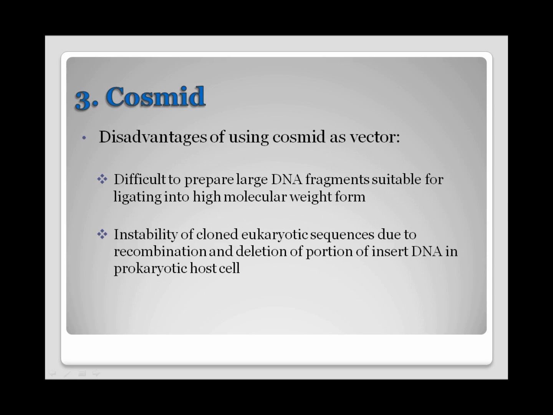The disadvantages of using cosmid as a vector are that it is difficult to prepare large DNA fragments suitable for ligating into high molecular weight form. There is also instability of cloned eukaryotic sequences due to recombination and deletion of portions of insert DNA in prokaryotic host cells. Okay, now let us move to the fourth vector, which is artificial chromosome.